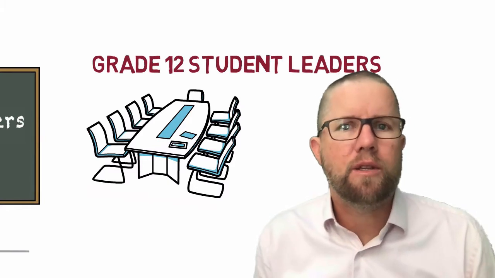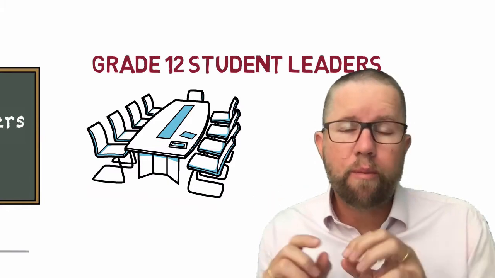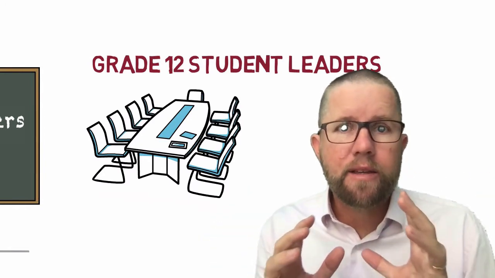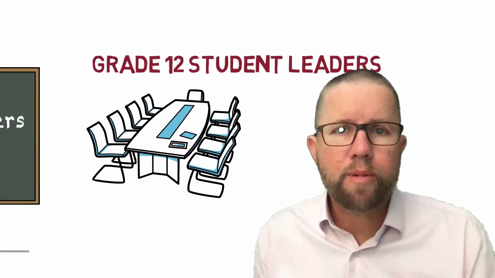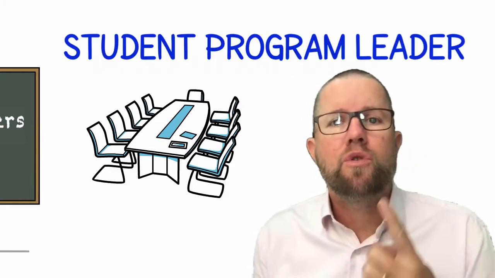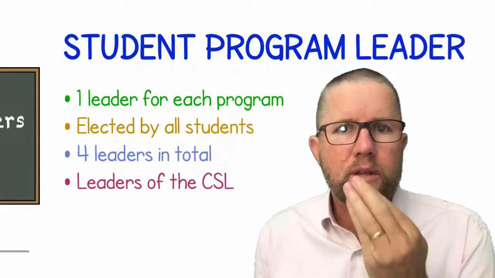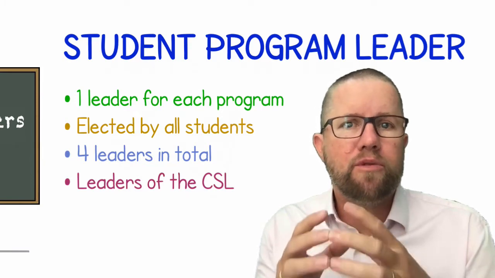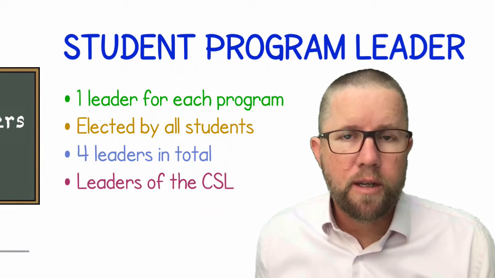So here's the change. With this grade 12 student leadership group made up of 2 students from each class, there is a leadership structure that creates one position in each of the 4 programs called a student program leader. Those 4 positions take the leadership responsibilities of the grade 12 student leaders and the entire Council of Student Leaders.